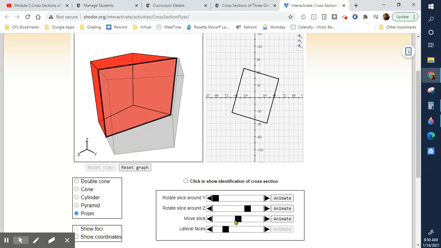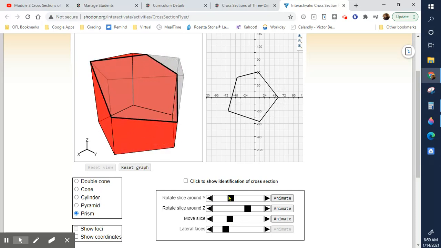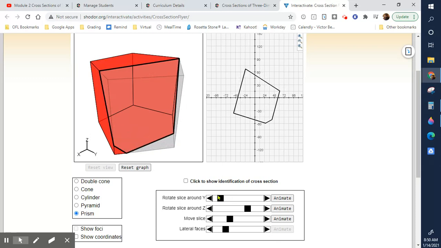Vertical is a quadrilateral. It's a rectangle. If I do it at a little bit of an angle, I see I have 1, 2, 3, 4, 5 sides. I'm just going to say irregular pentagon. I'm not sure what it means by this, so your answers may vary.